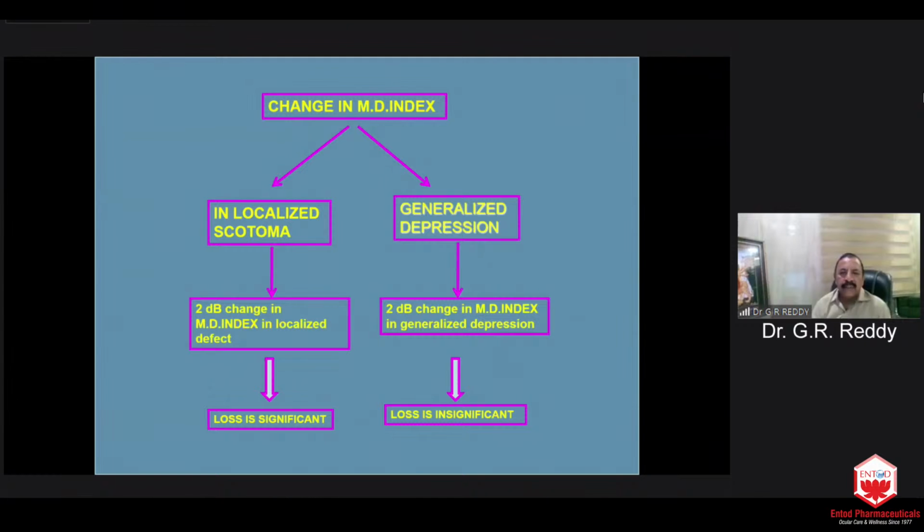So I told you, change in mean deviation in a localized scotoma always gives you the lesser number. Even a 2 dB change in a localized scotoma, compared to one quarter, is huge. Don't think that it is only 2 dB. A 2 dB change in a localized scotoma is also of high magnitude. In a generalized depression, 2 dB is not that magnitude.